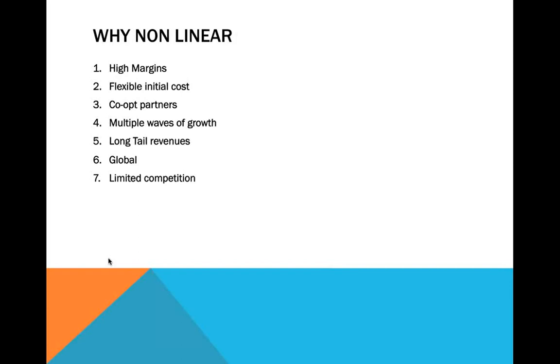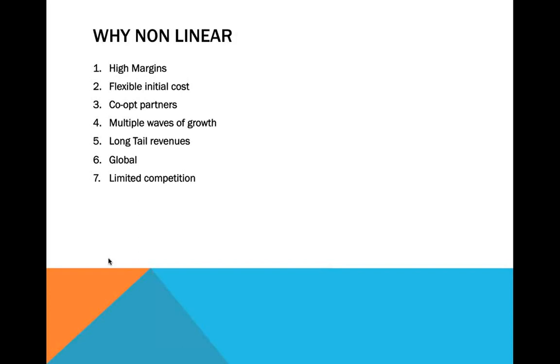The second is the initial cost is quite flexible. You have choices since it's based on open architecture and open solutions. You can decide what's the best way for you to design around it. And there's lots of freeware available. And so you can be quite flexible about how much you want to invest to begin with.